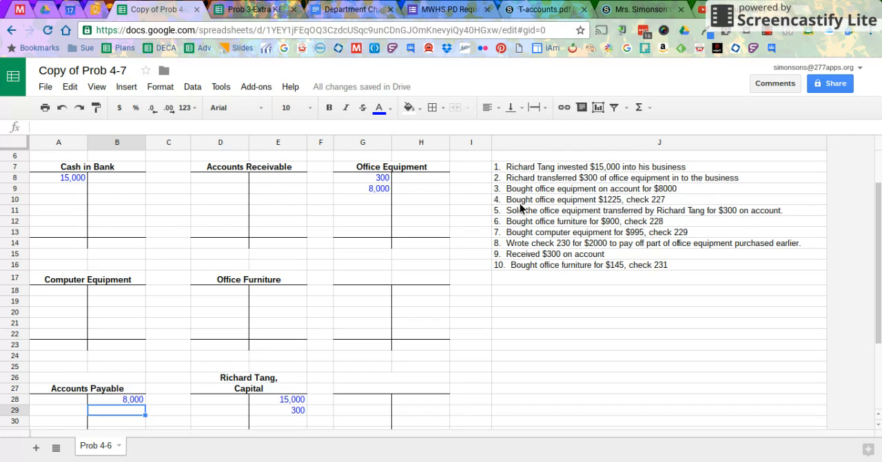Fourth, we bought office equipment for $1,225. We wrote a check. So office equipment, again, is going up, $1,225 as a debit. And the credit is going to go to cash because we wrote a check, on the right side.